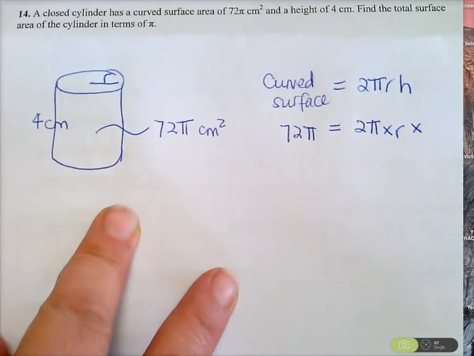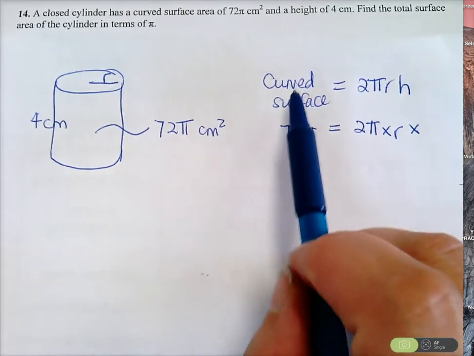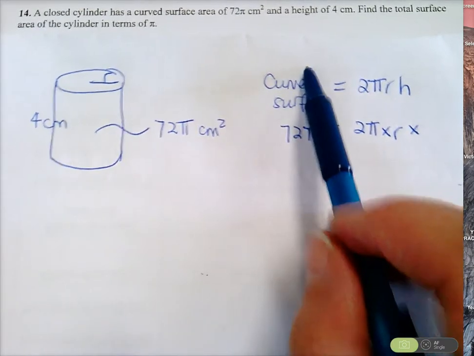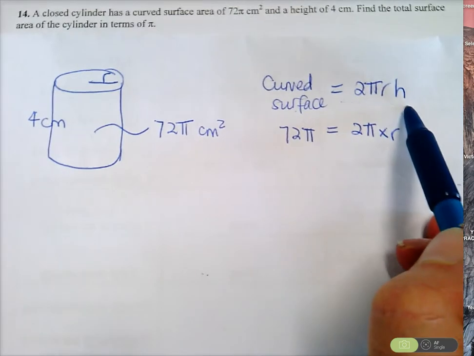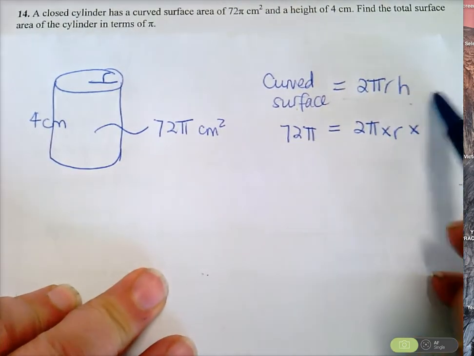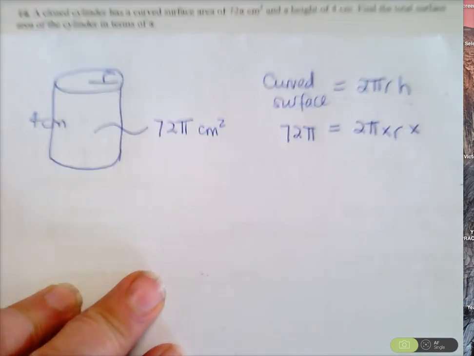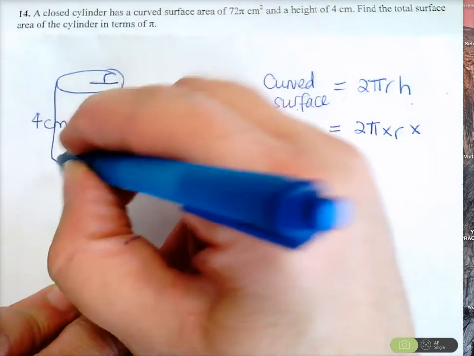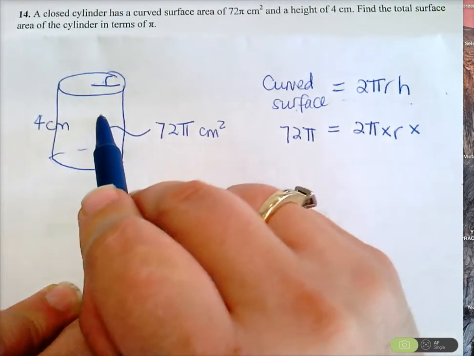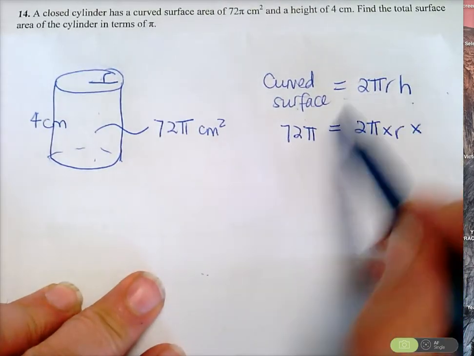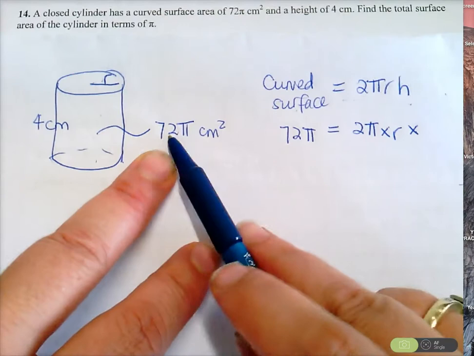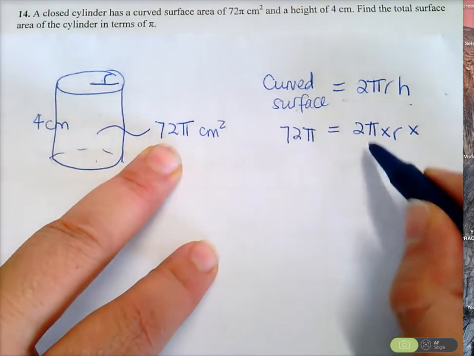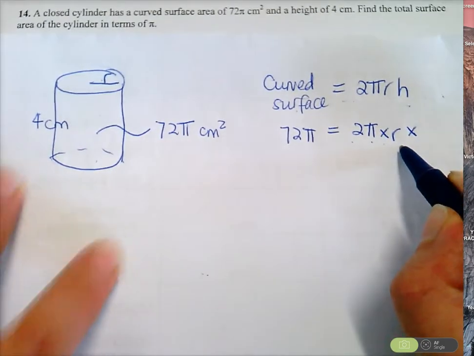What's the height? Girls, because they've given you information about the curved surface, told you what it equals, write down the formula for the curved surface only. It's 2 pi RH. With surface area of a cylinder, you know that this formula is 2 pi r squared, which is the two circles, and the 2 pi RH is the curved bit. So because you know that the surface area of the curved bit is 72 pi, the 72 pi equals 2 pi RH. So it equals 2 times pi. We don't know what r is.